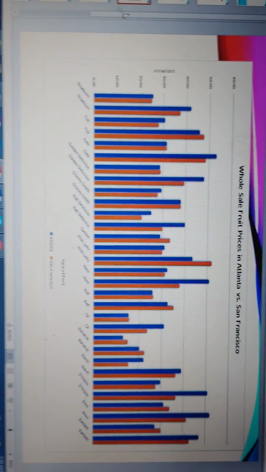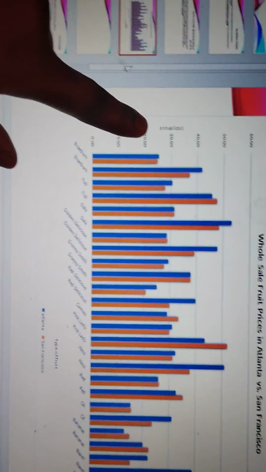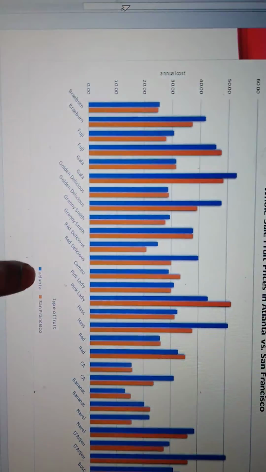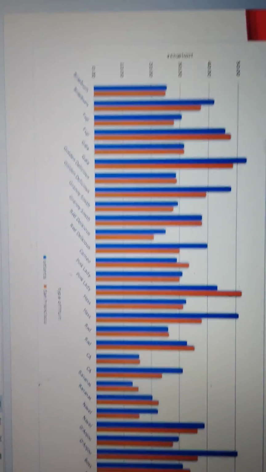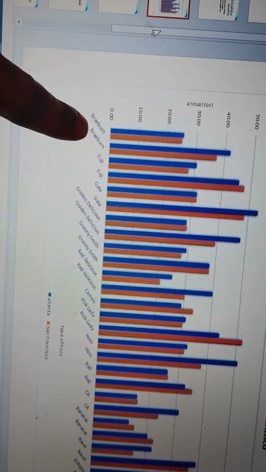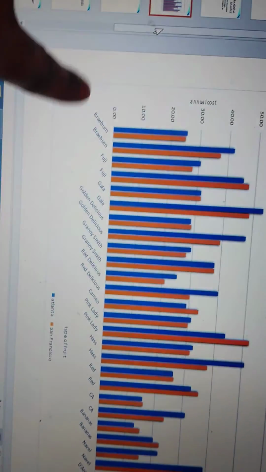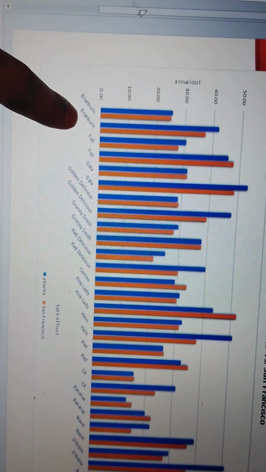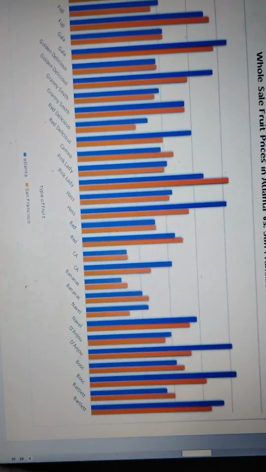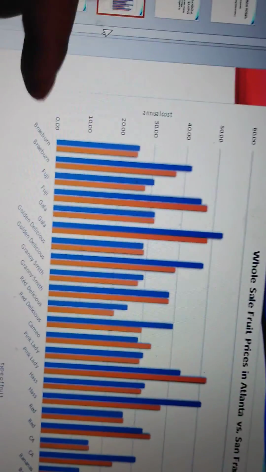Okay. With those 2 Excel spreadsheets that I showed you, I created a bar graph, not a histogram, because they have spaces in between. As you can see, on my X and Y axis, I have the annual fruit cost here and types of fruit there. Blue represents Atlanta and red San Francisco. And the reason why there are 2 of each, because it's for conventional and organic for each fruit, for the total of 31 fruit. And the price ranges from 0 to 60.